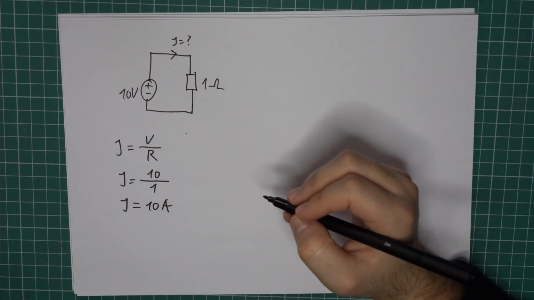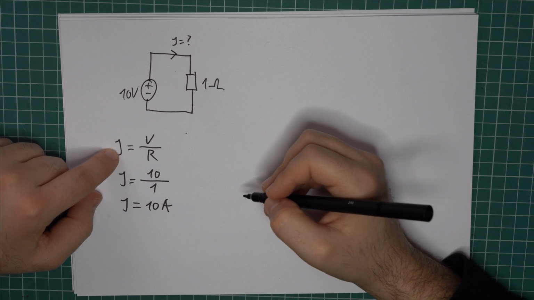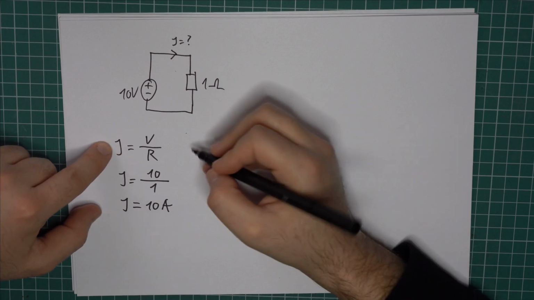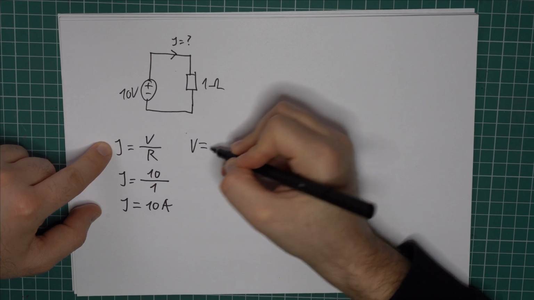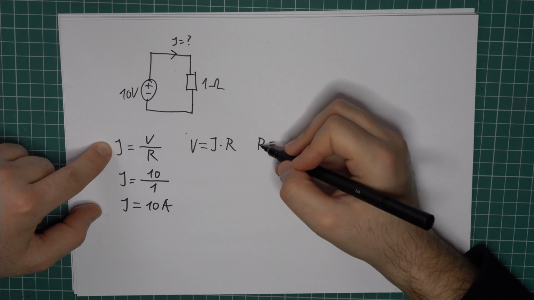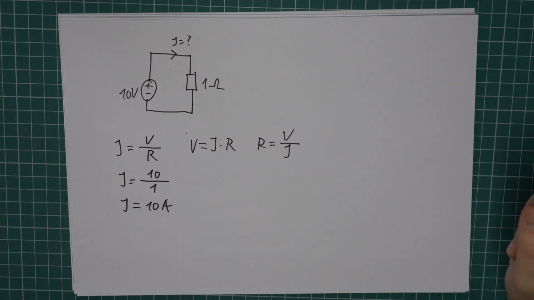An important thing to note here is that Ohm's law has 3 forms, so it would be a good idea to just memorize one and find the other ones on the spot. So if you want to find the voltage, voltage is current times resistance, and the resistance is voltage divided by current.